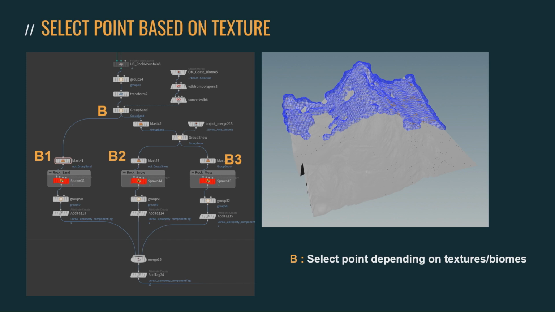And here in this example, if the points are inside the mountain, the snow texture, it will be in the B1 selection. If it's not, we will check if it's in the B2 selection, which is represented by the sand texture. And finally, if it's in neither of those two selections, it means that it's in the plain biomes. And then we can link the right version of the rock, which will be the mossy version of the rock.